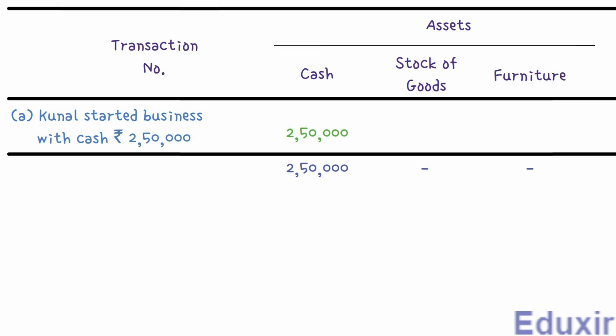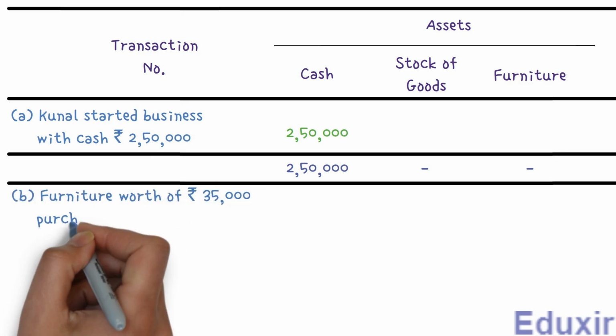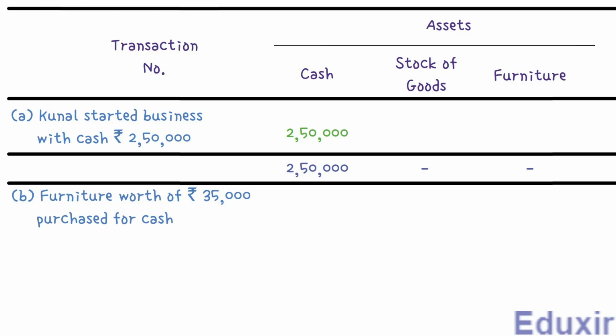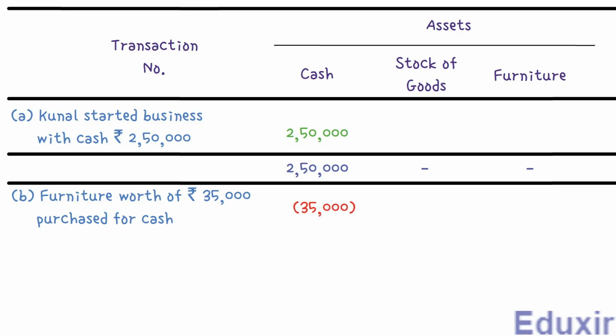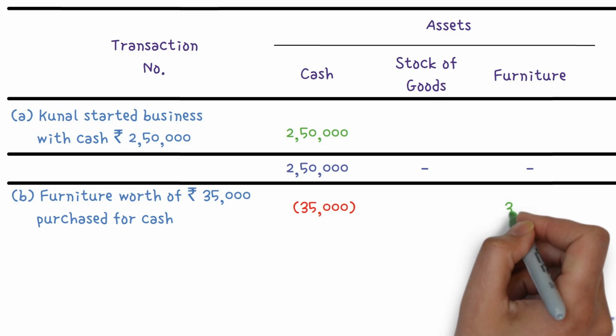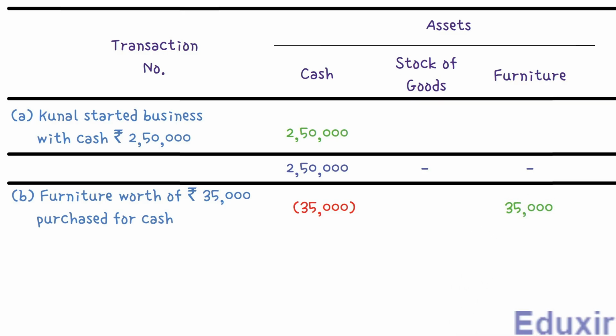Let us first write the transaction description as furniture worth 35,000 rupees purchased for cash. So, as per our analysis, 35,000 rupees of cash available with the business is decreasing. And also, 35,000 rupees worth of furniture available with the business is increasing. Also note that in this transaction, there is a decrease in one asset and a corresponding equal increase in the other asset. So, there won't be any change in the liabilities and capital.